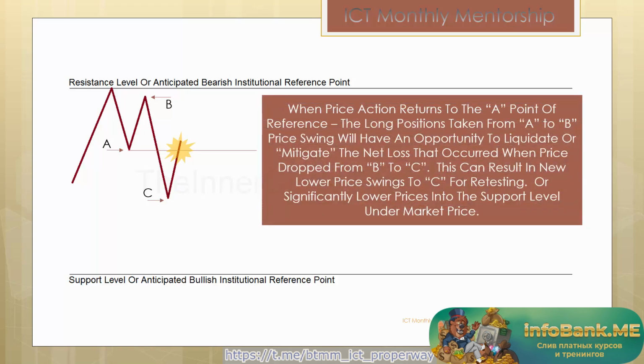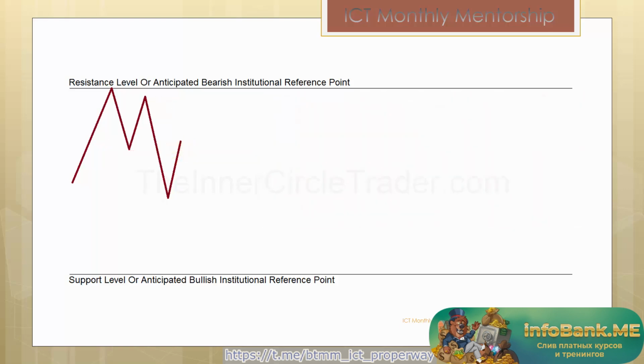When price action returns to the point A reference, the long positions taken from the A to B price swing will have an opportunity to liquidate or mitigate their losses that occurred during the price move from B to C. Now this can result in new lower price swings to C for retesting, or a significantly lower price move into a support level that's under the market price. In short, this is an opportunity to sell whatever particular market or asset class this is.